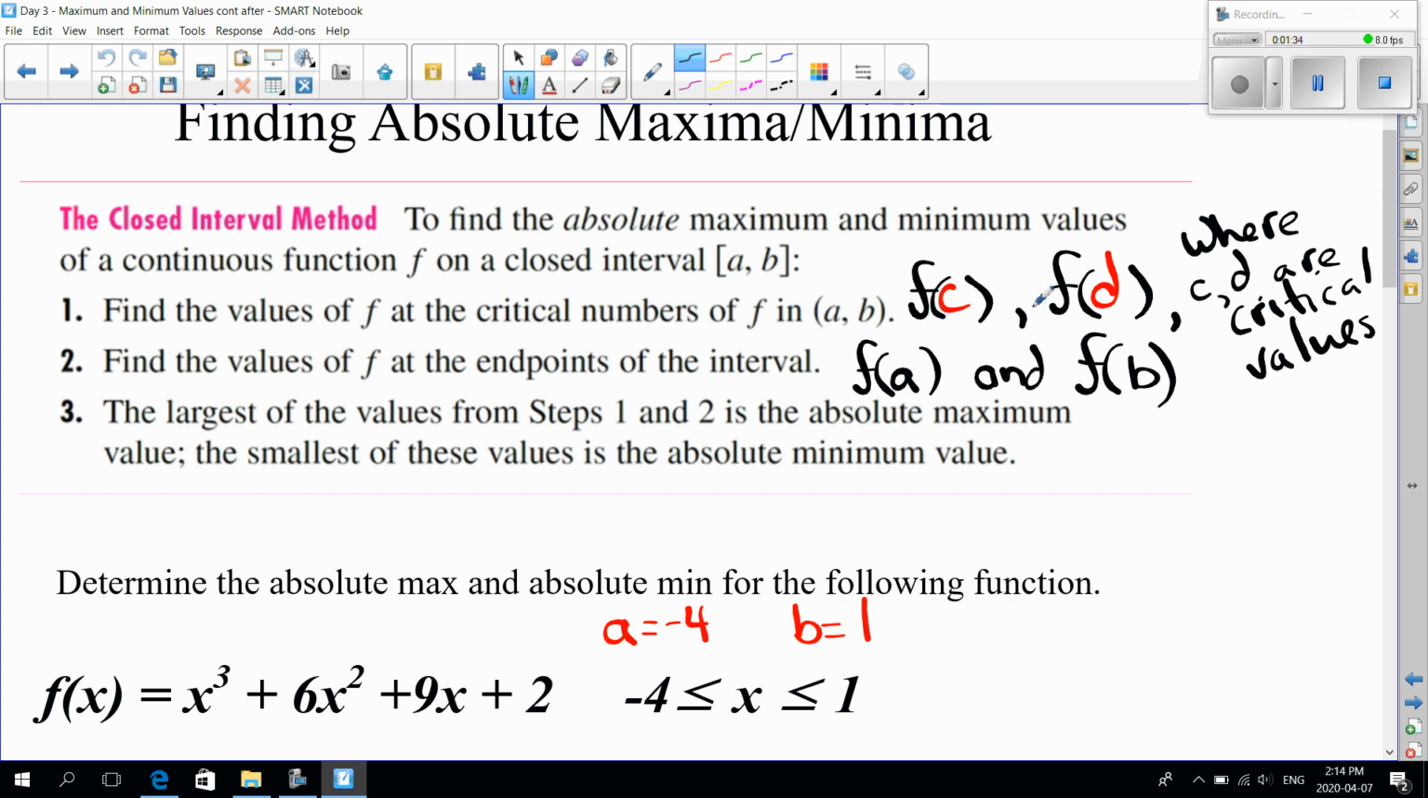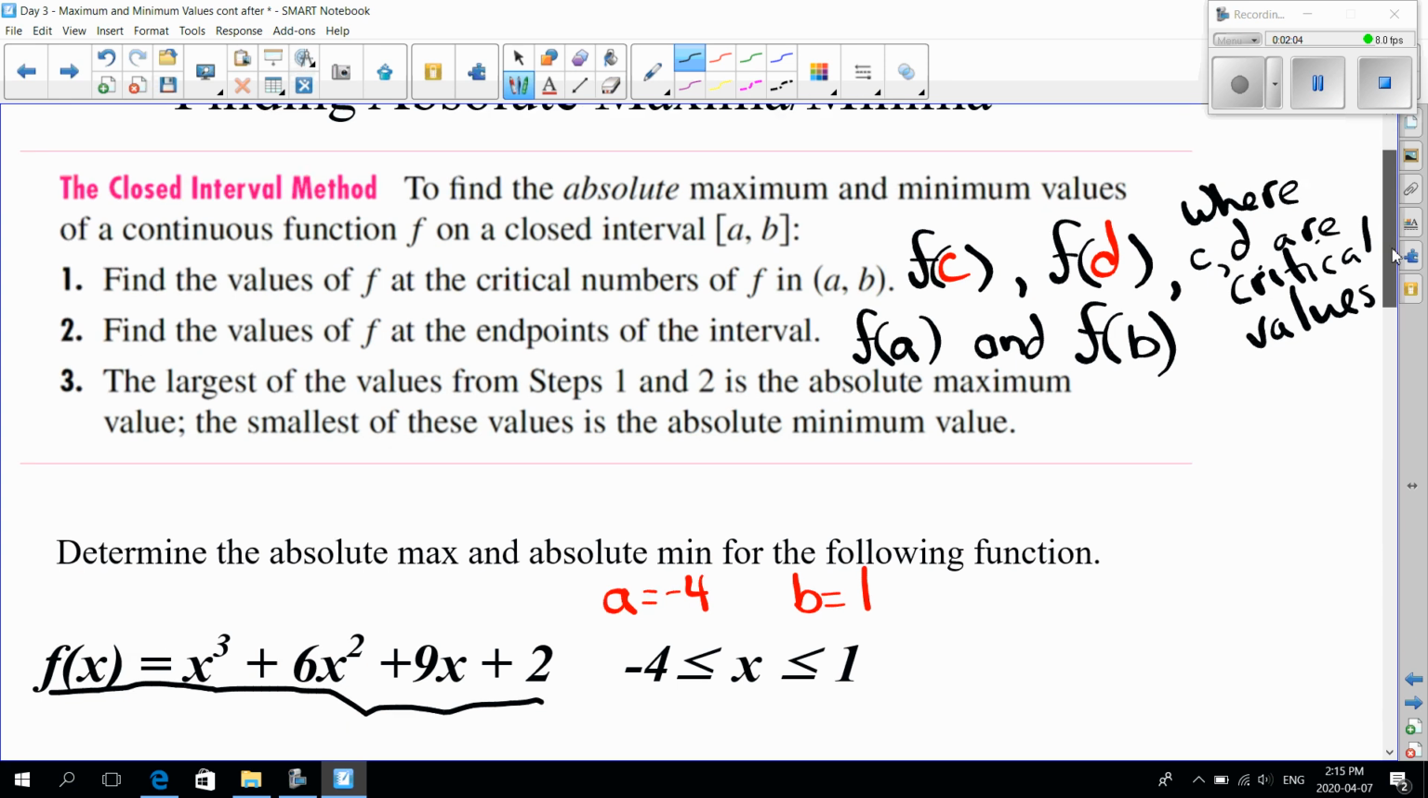So once again, just to clarify, I'm going to scroll down here. You'll see that I took the derivative, found the critical values. I'm going to plug those critical values back into the f of x function, this function down here, which I'll underline. And I also have to plug the -4 and the +1 into that. And the highest of those becomes my absolute maximum. The lowest of those becomes my absolute minimum.